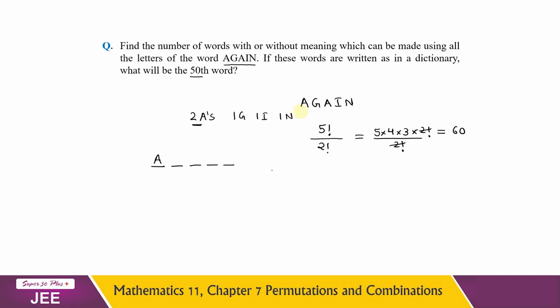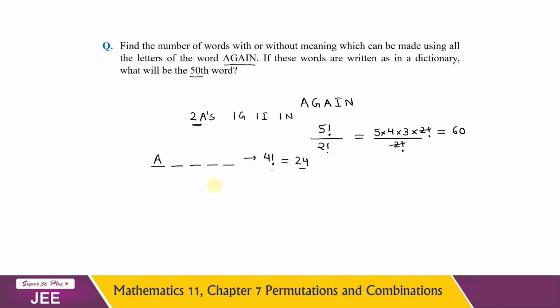Because in this word AGAIN we have a total of 5 letters, the first letter A has already occupied the first place. So now we have 4 vacant places. The remaining 4 places can be filled in 4 factorial ways, and 4 factorial is equal to 24. So we are done with the words that start with A. Total 24 such words will be there. But we have been asked about the position of the 50th word, so we are going to continue our calculation even further.